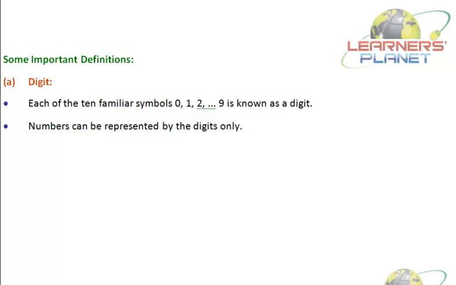Now we see the various definitions. Let's begin with what a digit is. Each of the 10 familiar symbols, that is 0, 1, 2, 3, 4, 5, 6, 7, 8, 9, is known as a digit. A number can be represented by the digits only. Okay friends.